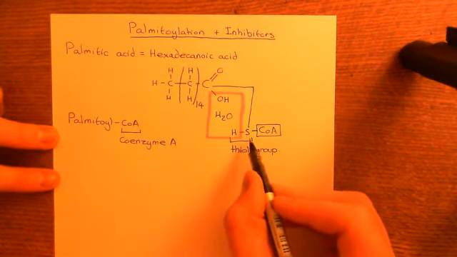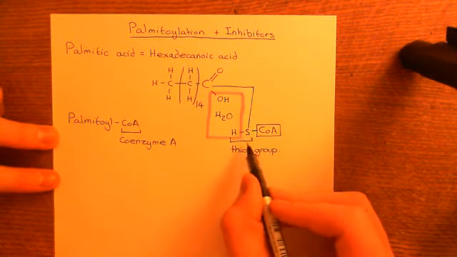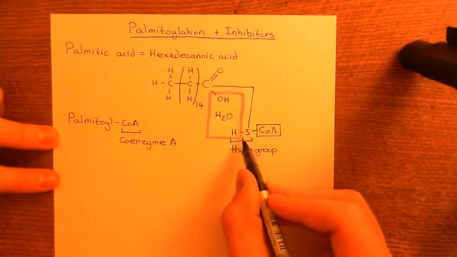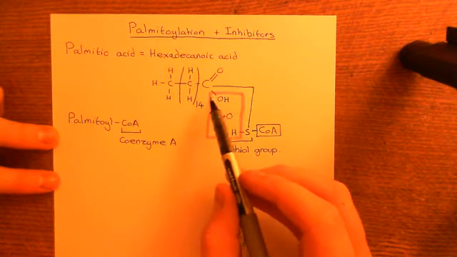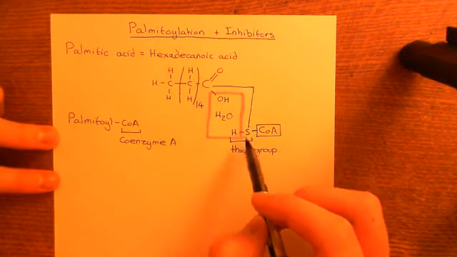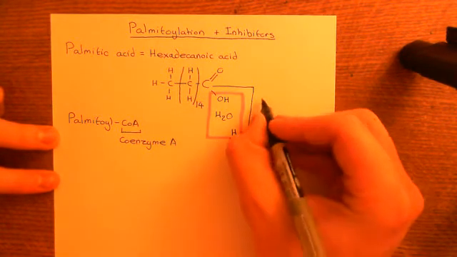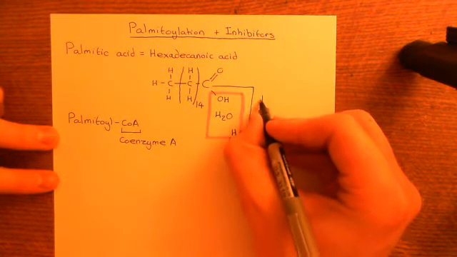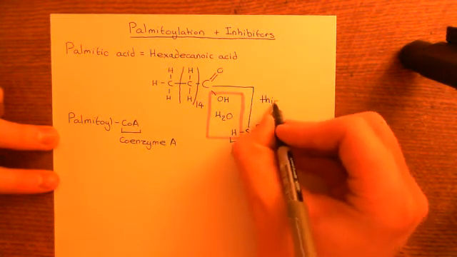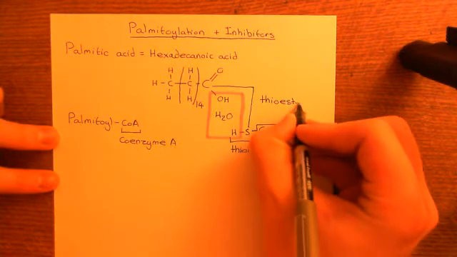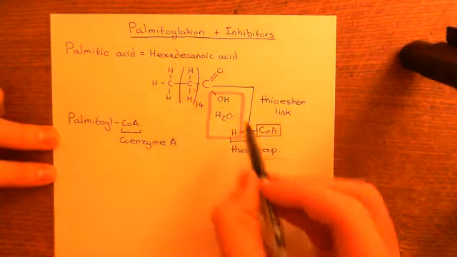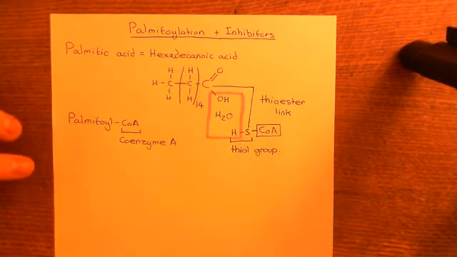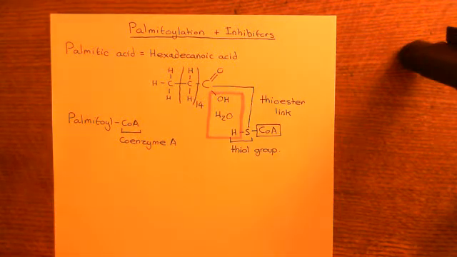But I said that these thiol groups were very similar to alcohol groups, and in fact, thiol groups can react with carboxylic acid groups in an identical way, pretty much, to alcohol groups. However, this link now is not called an ester link, but instead is called a thioester link. Okay, so you have a thioester link between palmitic acid here and the coenzyme A molecule. Okay, and that is then called palmitoyl coenzyme A.